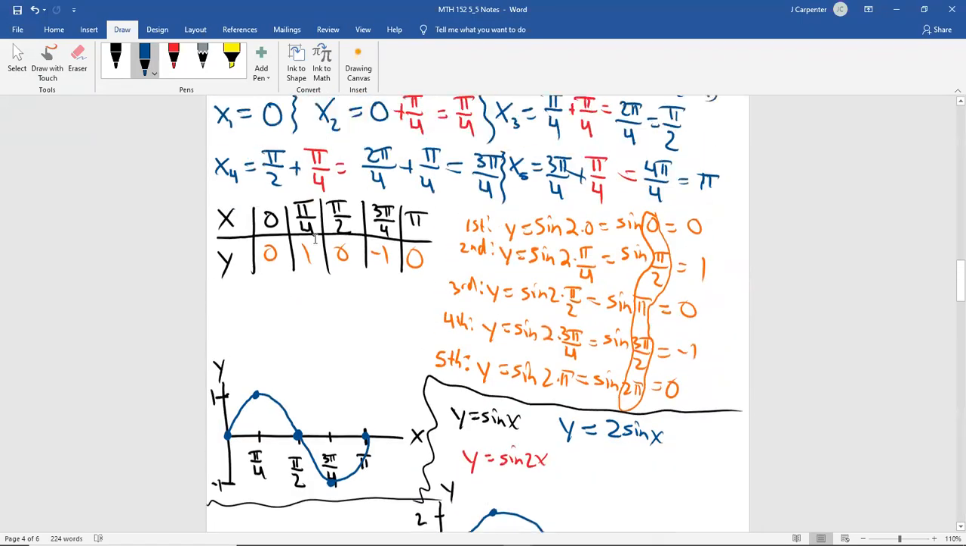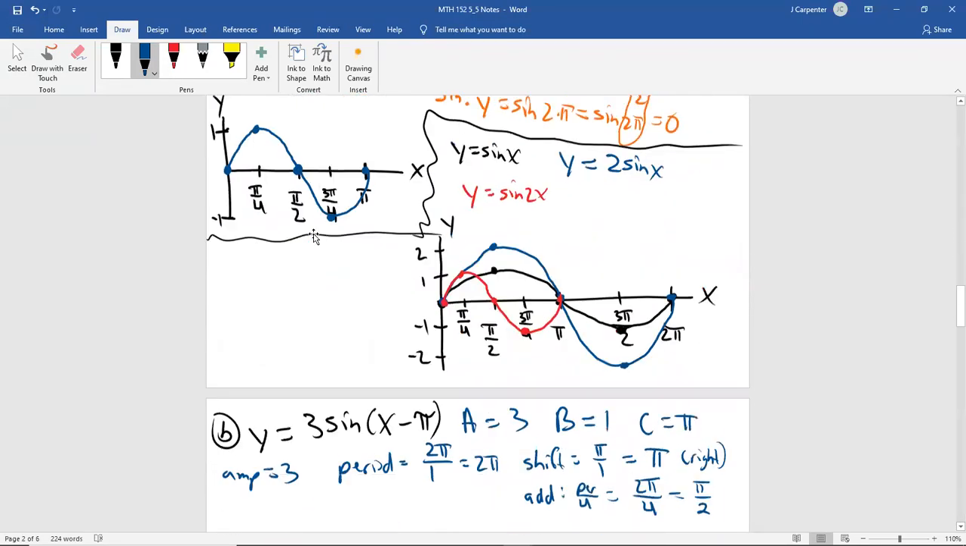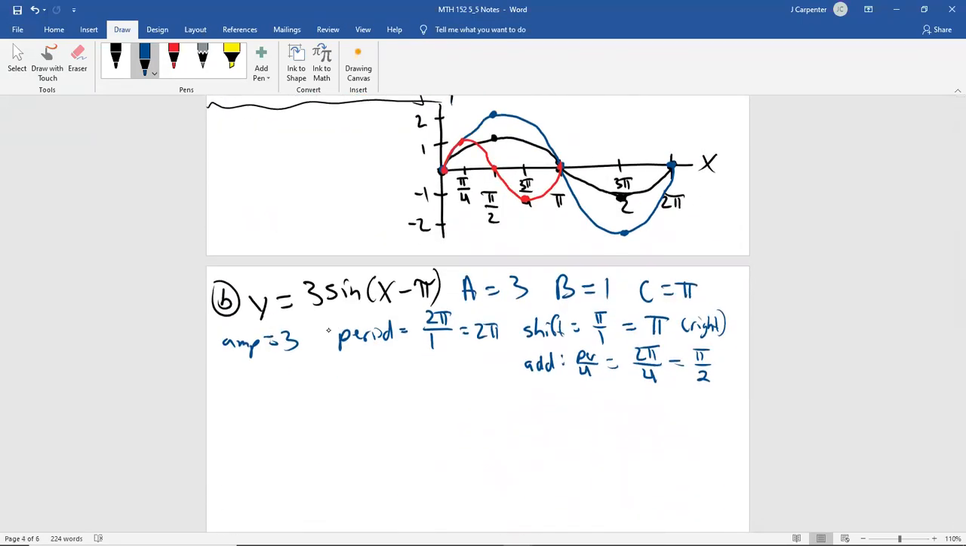So let me be consistent with my colors. I stuck to blue for this. Okay, so our first x value, our x1, is the shift factor, which was pi. That's where we will start this wave. For x2, we take this value and we add the adding number, which turned out to be pi over 2.